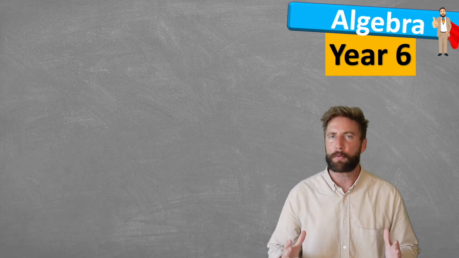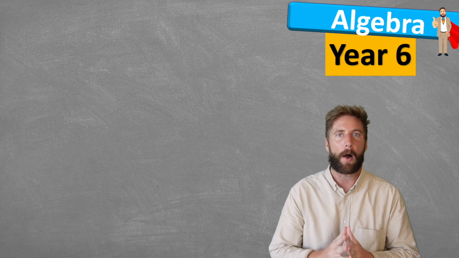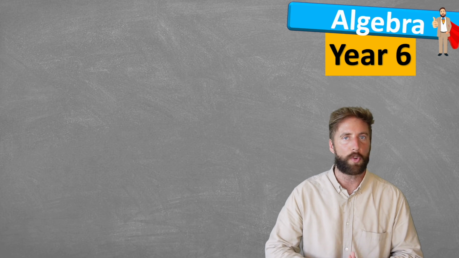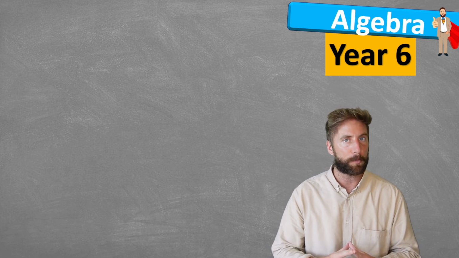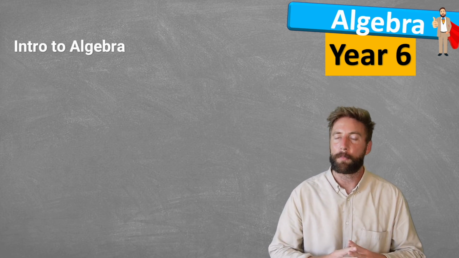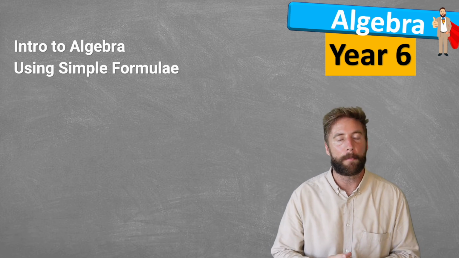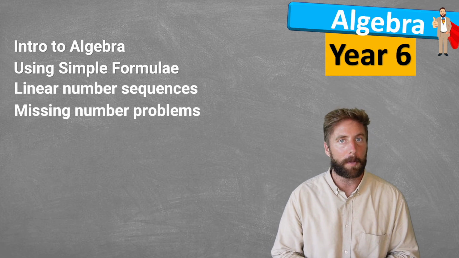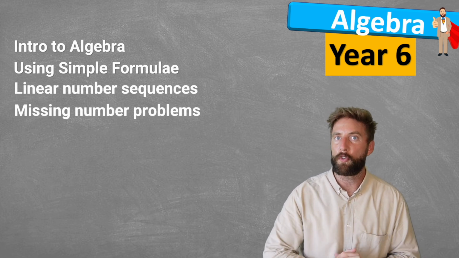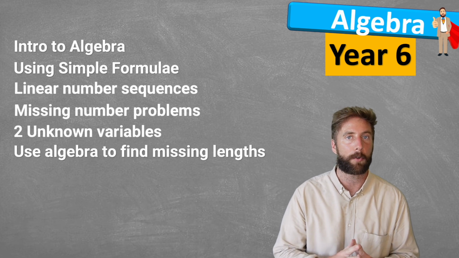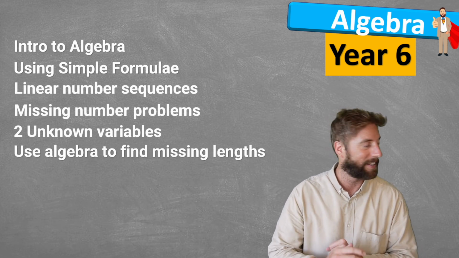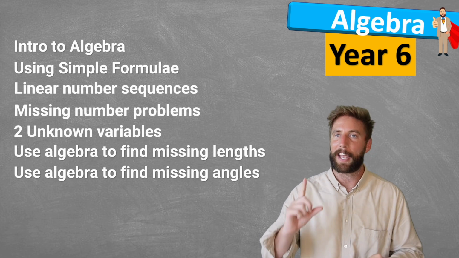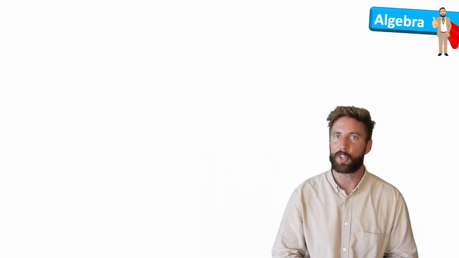Today we are starting something pretty cool. We are starting our Year 6 Algebra. And in this lesson, we're going to cover 7 units, starting from an introduction to algebra. Then we're going to look at using simple formulae, then linear number sequences. Then we're going to look at how we can use algebra to help us with missing number problems. Then we're going to look at 2 unknown variables. And then we're going to look at using algebra to help us find missing lengths and how to find missing angles. So let's waste no time. Let's get into Unit 1, which is an introduction to algebra.